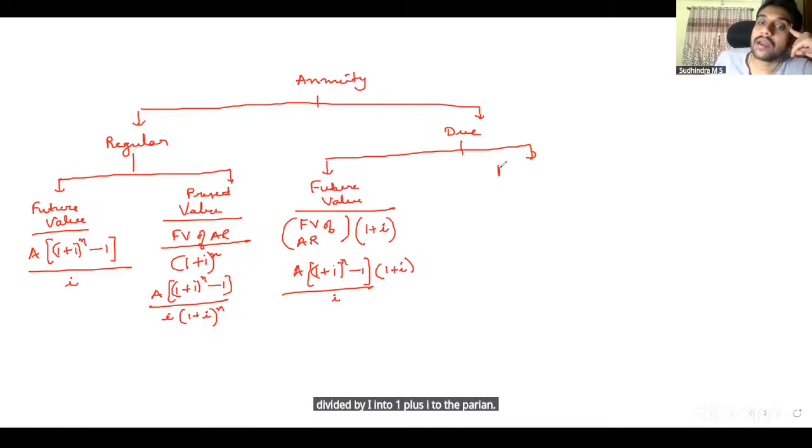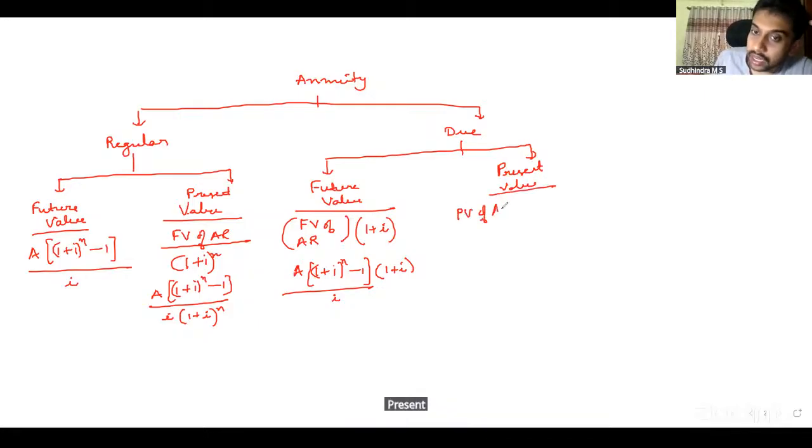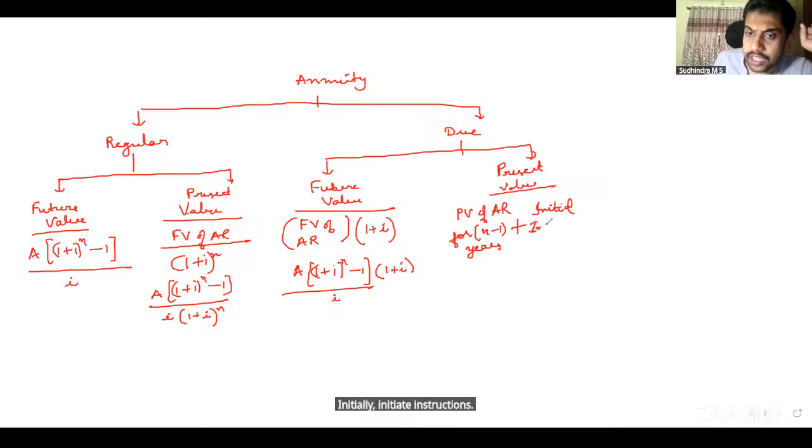Same way, present value of annuity due is nothing but present value of annuity regular only, but for how many years? N minus 1 years, one short. And what should I add? The initial installment, the first installment there. Is that clear? Yes, these are the four formulas that we discussed.